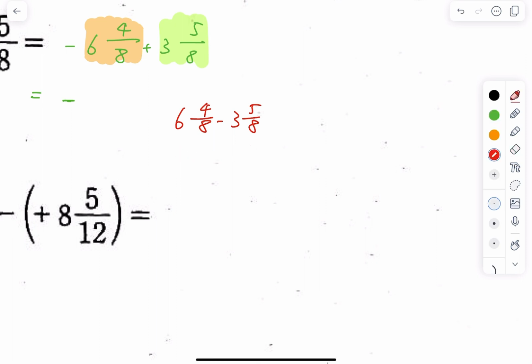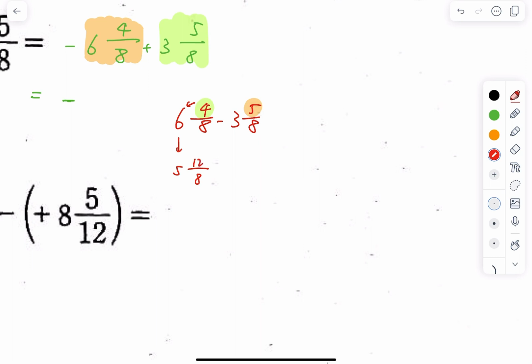In this case, for 6 and 4 over 8, you notice that the top numerator is smaller than the numerator for the smaller part. And all you need to do is ask your big brother 6, hey 6, I just need 1 from you. And 6 said, no problem, I can give you the 1. So the 6 becomes a 5. Where does that 1 go? That 1 actually multiplies with the original denominator 8 and plus the numerator 4, which becomes 12.